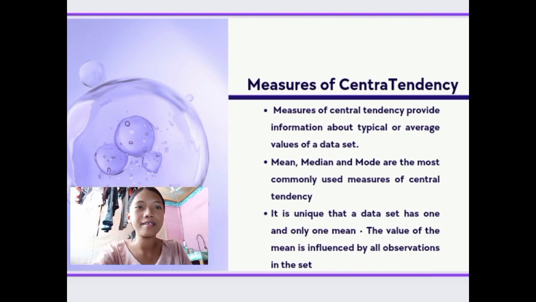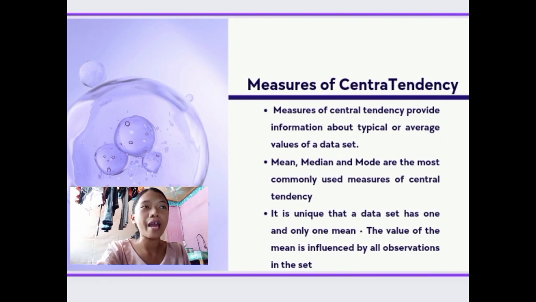Measures of central tendency are the statistics that describe the center of the dataset. They provide a single value that represents the typical or average value of the data. There are three main measures of central tendency. So we have the mean. The mean is the most common measure of central tendency.